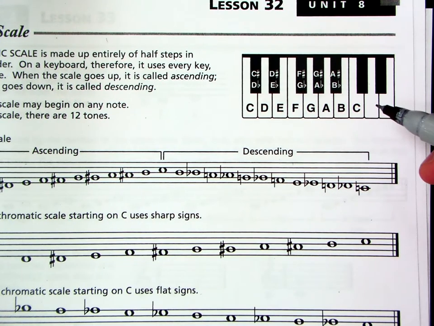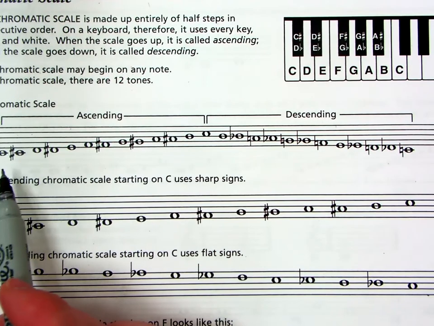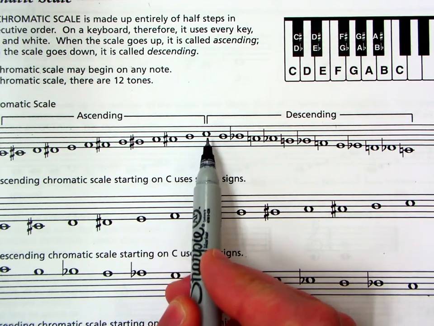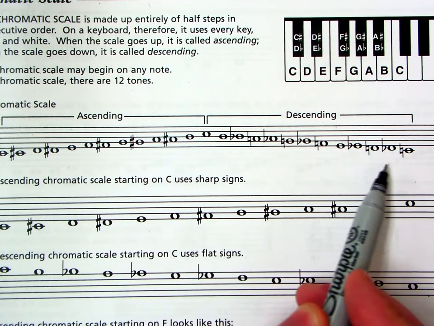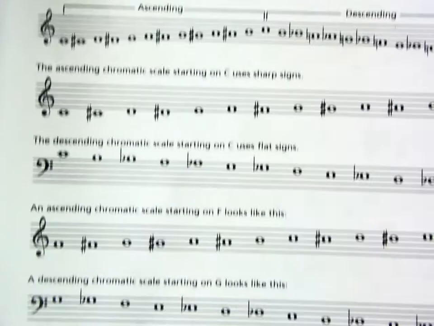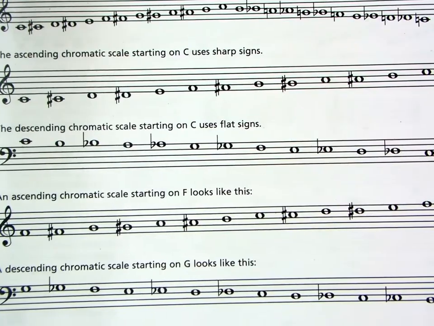Now when we ascend, we use sharps, and you can see it here, just like I just said, and when we descend, we don't repeat the top note, we descend using flats. Alright, so you've got to look at what the enharmonic notes are so that you can be sure there. Alright, and then it just gives you a few examples, you can look over those.